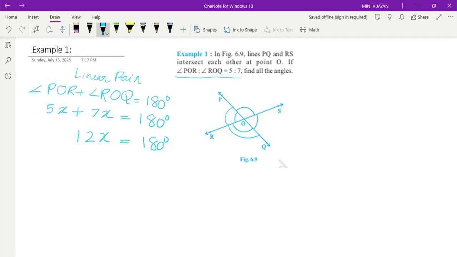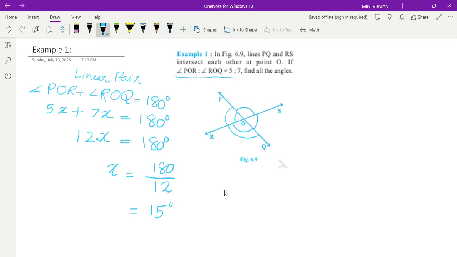Now how do we find x from this equation? Here this 12 is multiplied with x. Since it is multiplied on the left side, we can take this 12 to the right side of the equation as the denominator. The multiplication on the left side becomes division on the right side. So x is equal to 180 divided by 12. What is 180 divided by 12? It is 15 degrees. Clear? So x we got as 15.